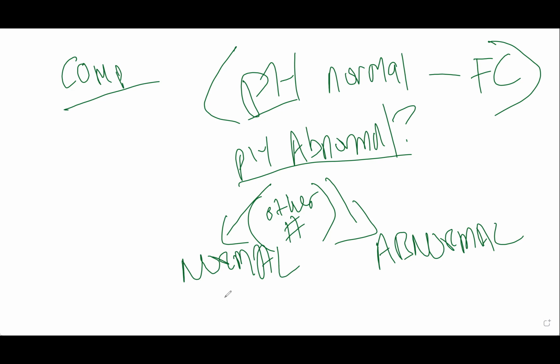It's uncompensated. End of story. Okay. If that other number is abnormal, it's partially compensated, right? That's it. There's no other way to look at it.